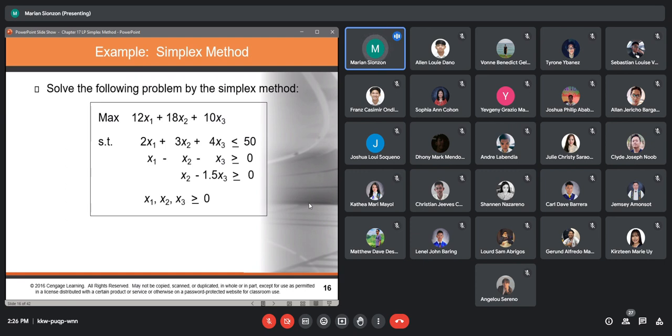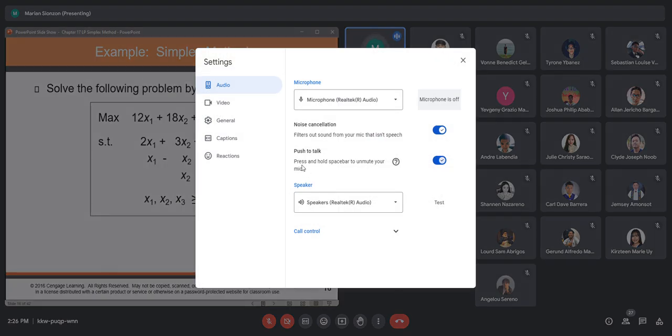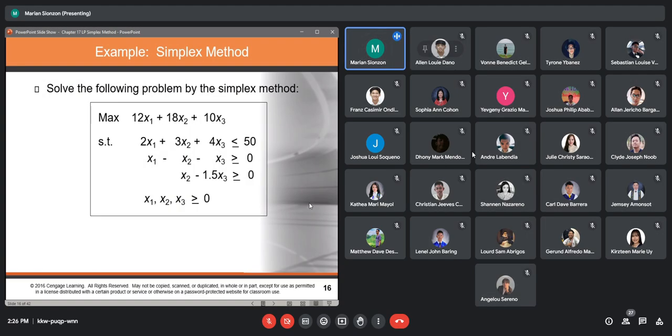What about the third one? Greater than. What do you do with the left side? Subtract as well, miss. Minus, and then plus artificial. Did you get it? Yes, miss. So how many variables do we have now? Aside from x sub 1, x sub 2, x sub 3, we will have s sub 1, s sub 2, s sub 3, and then 2 artificial variables representing these two, right? Okay?